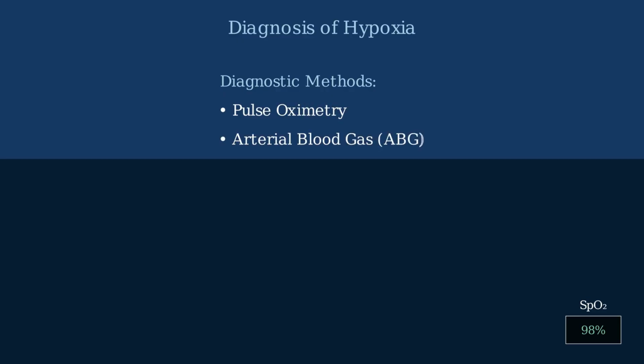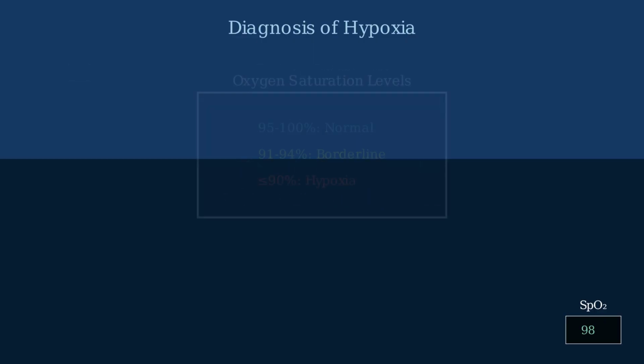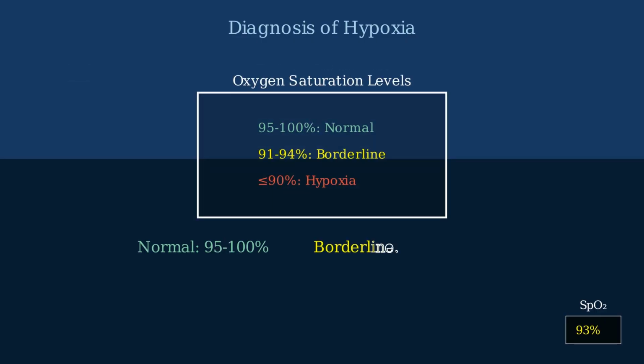Doctors use several diagnostic tools to assess whether a patient is experiencing hypoxia. Pulse oximetry is a non-invasive method that measures the oxygen saturation level in the blood. The device clips onto a finger, earlobe, or toe and uses light to measure how much oxygen is bound to hemoglobin in the blood. Normal oxygen saturation is typically between 95 and 100%. Levels between 91 and 94% are considered borderline, while readings at or below 90% indicate hypoxia requiring intervention.